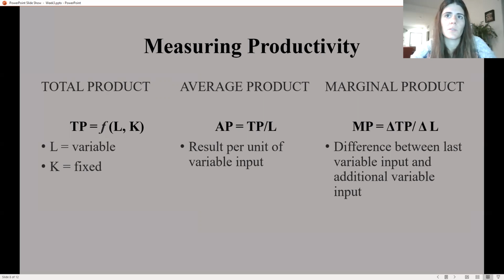The equation for total product is: total outcome produced is equal to a function of labor and a function of fixed capital. The average product and marginal product are similar. While average product is the total result per unit of a variable input, the marginal product is the difference between the last input and an additional variable input. The marginal product is important, especially for seasonal firms, to decide whether or not they should hire more employees when they are in the months with more demand, for example.